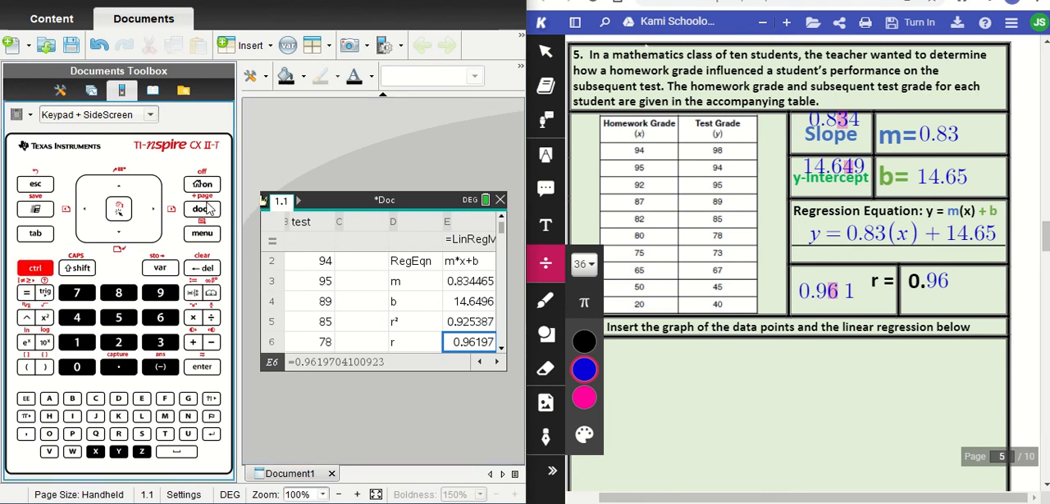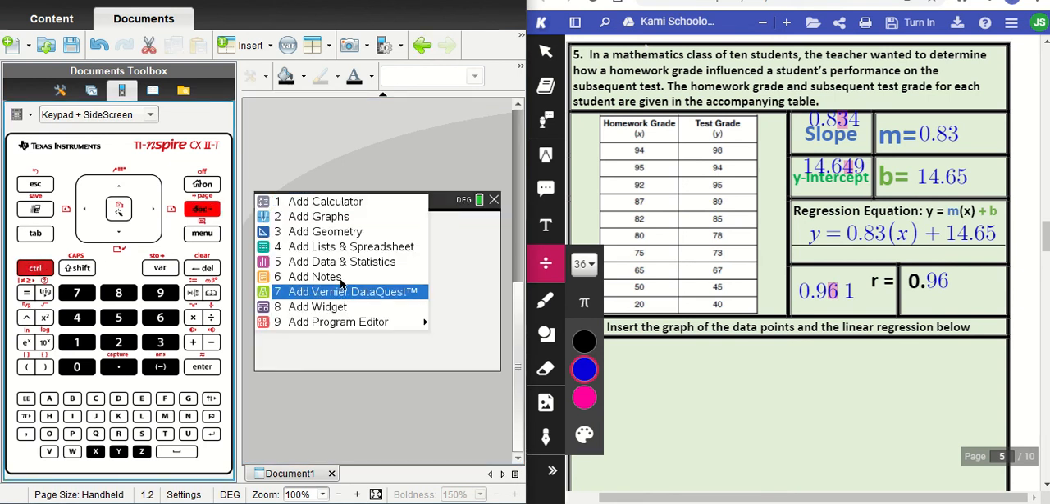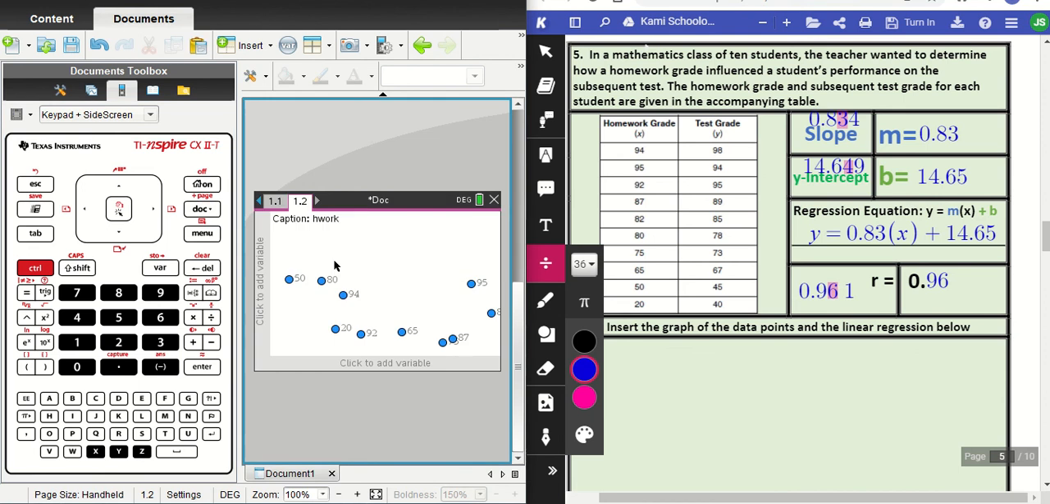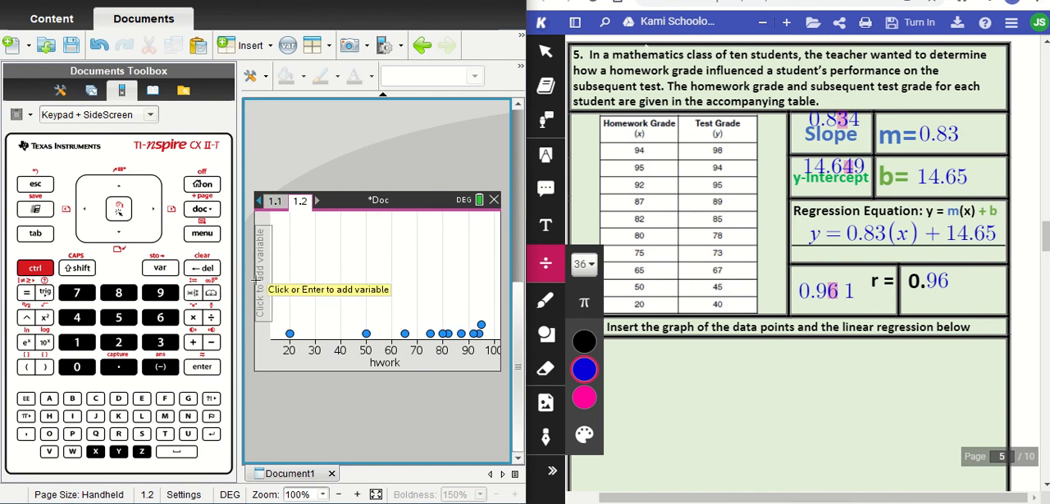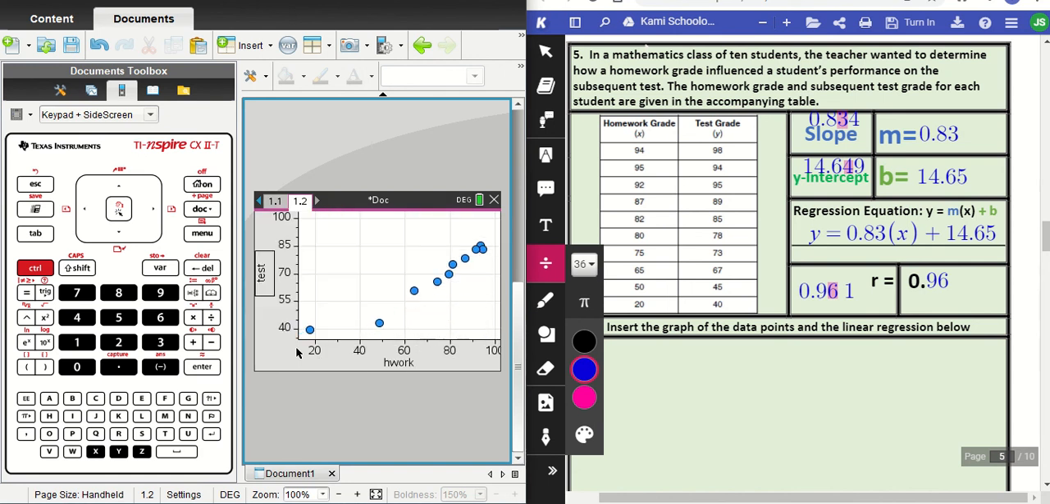So now let's go over and add a new page to our document. So Control Doc, and this time we're going to add a data stats page. Down here, our X coordinate is homework. Over here, our Y coordinate is the test grade. And that's what all our data points look like. Now, the one downside about the Inspire is we don't get to label each one of the dots like we did in Desmos. That's the only downside. I do like having my axes labeled, though. I think that's better for us.